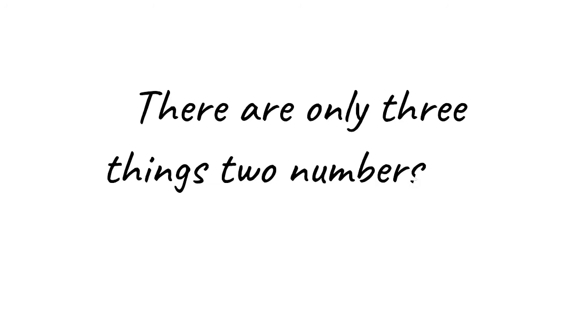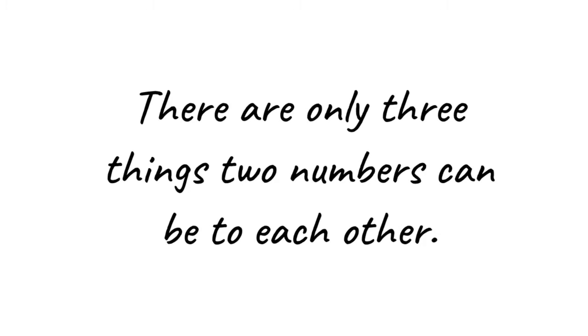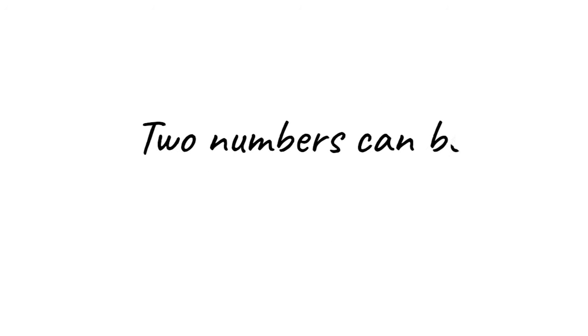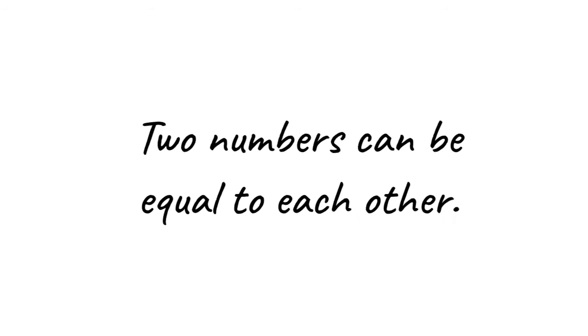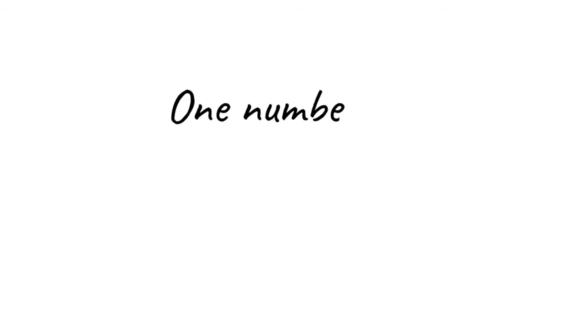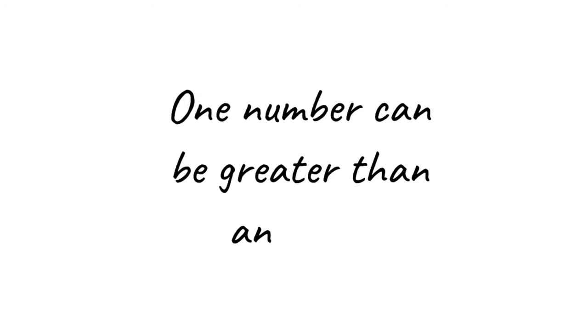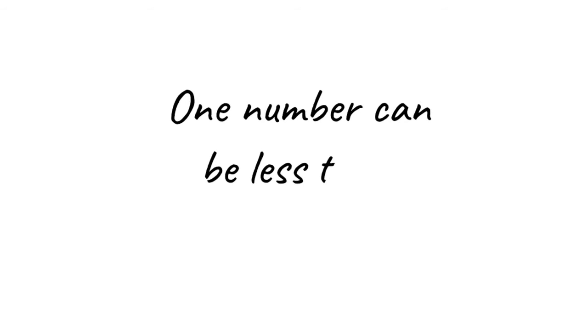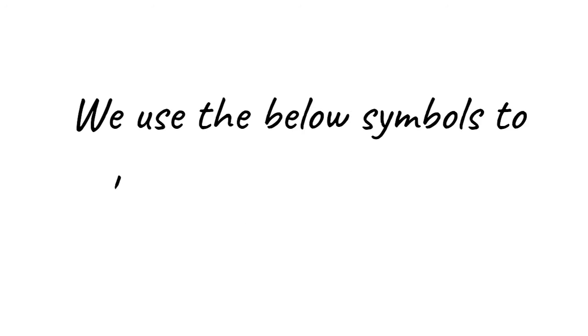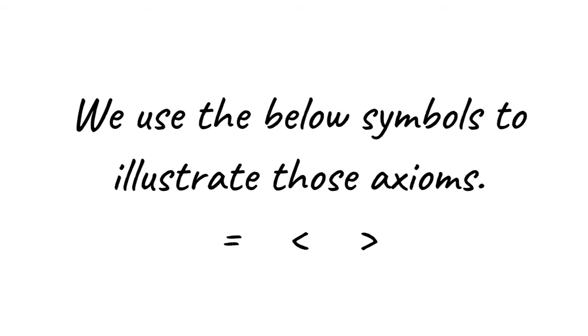There are only three things that two numbers can be to each other. Two numbers can be equal to one another. One number can be greater than another. One number can be less than another. We use the below symbols to illustrate those axioms: equal to, less than, and greater than.